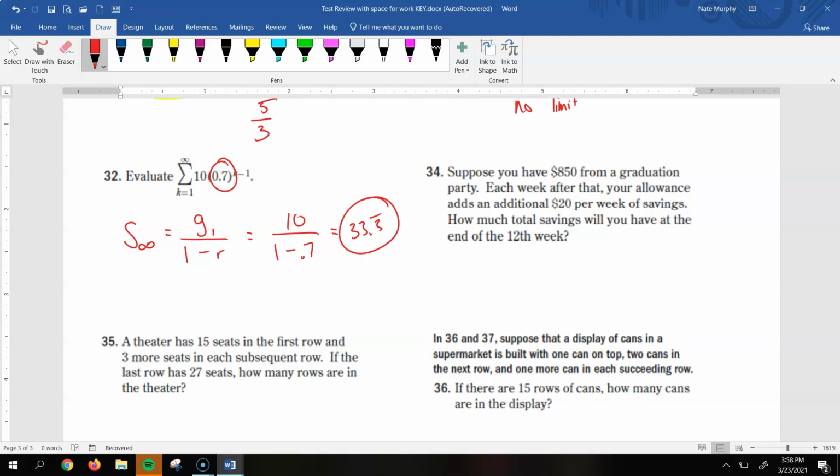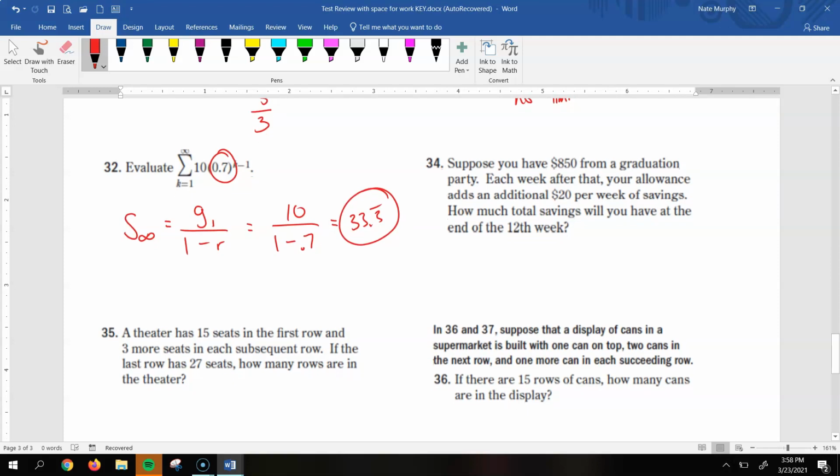All right, number 34, it says, suppose you have $850 from a graduation party each week after that. Okay, now this one's tricky. If you got 1,070 as your answer, it's because you didn't catch this little piece of the sentence. Each week after that, your allowance adds an additional $20 per week of savings. How much total savings will you have at the end of this 12th week?